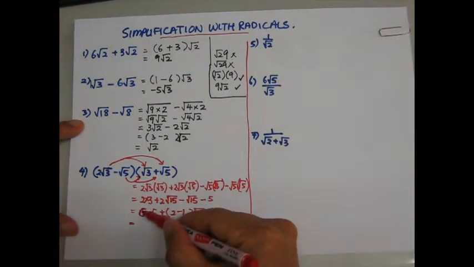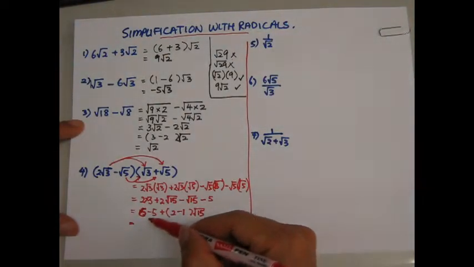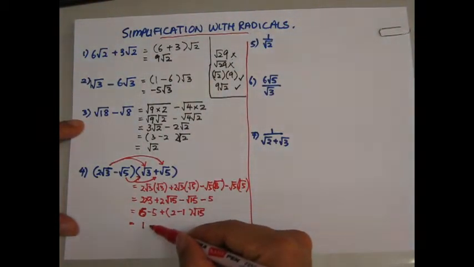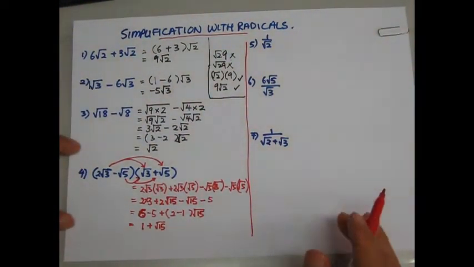I made a mistake here. 2 times 3 is 6. It's not 15. 2 times 3 is 6. 6 minus 5 is 1 plus square root of 15. Okay, so that's the answer.